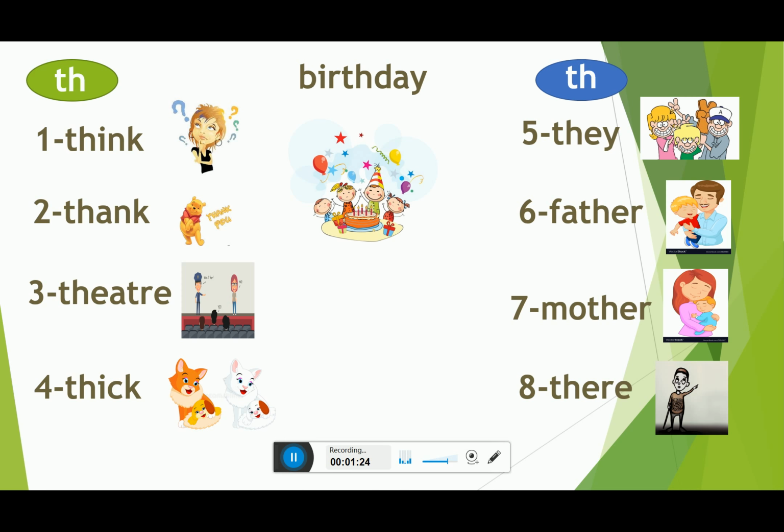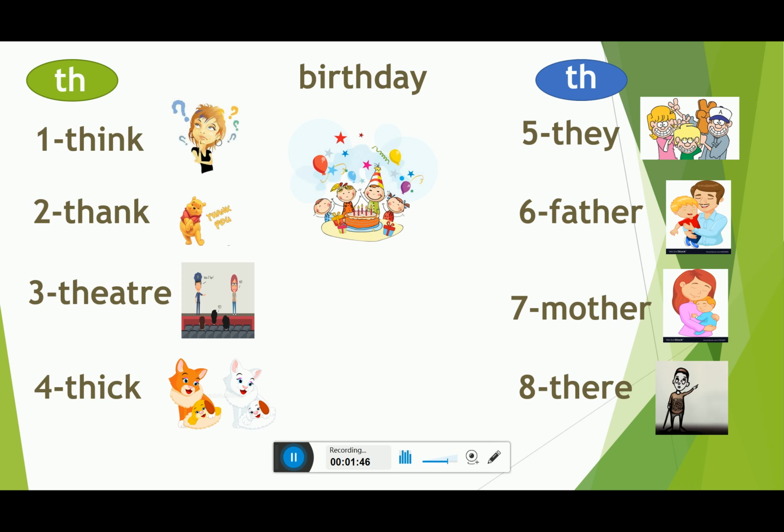Think means كلمة think تعني يفكر. Thank يشكر. Theater معناها مسرح. وthick معناها سميك. Let's read them again. Number one, think. Number two, thank. Number three, theater. Number four, thick.